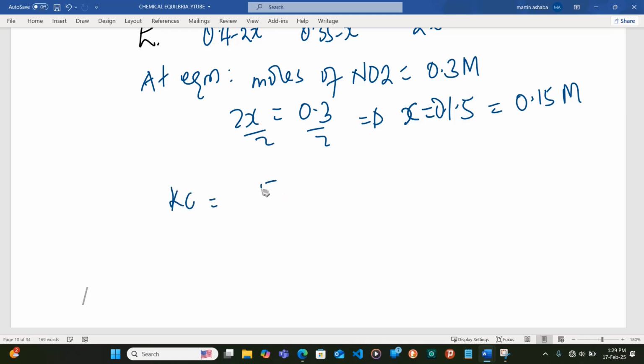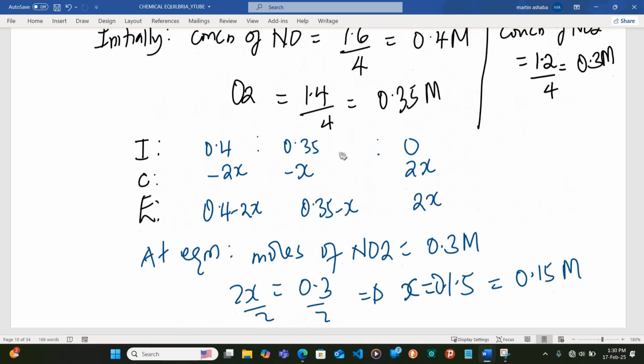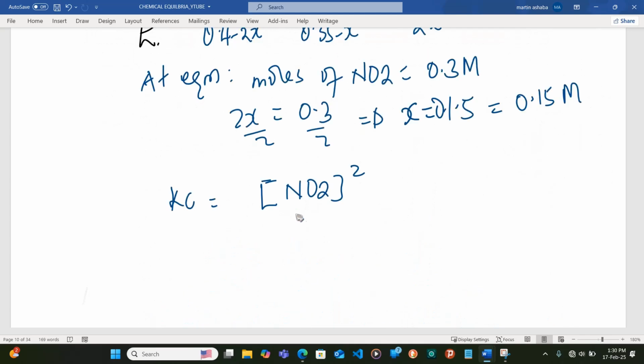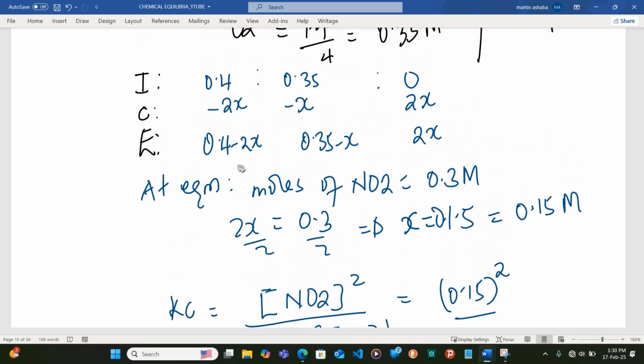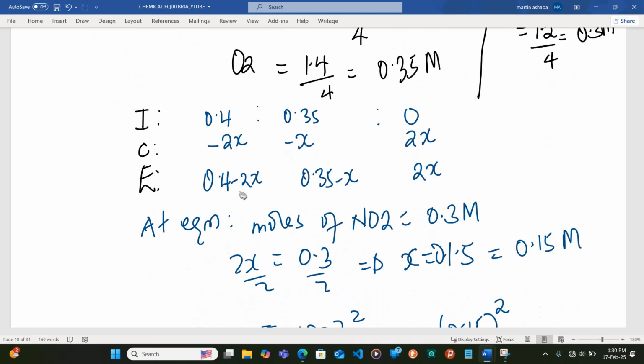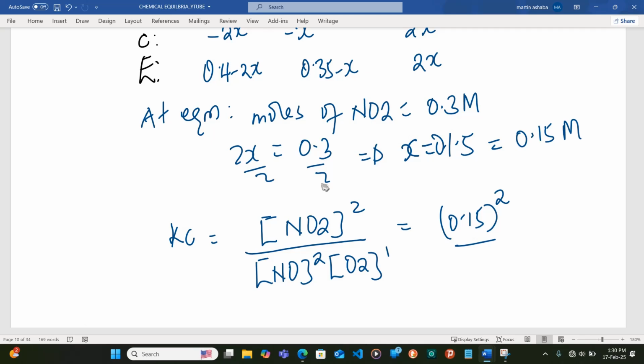So if that is the case, we want to determine the Kc. Kc will be equal to the concentration of products, and the product that we are having here is only nitrogen dioxide, to the power of the exponent, which is 2, obtained from the stoichiometric reaction, divided by the concentration of nitrogen monoxide, also raised to the power of 2, times the concentration of oxygen raised to the power 1. So we already have the nitrogen dioxide concentration as 0.15 squared. Now we divide it by the concentration of nitrogen monoxide. Nitrogen monoxide is going to be 0.4 minus 2x. 2x itself is equal to 0.3.